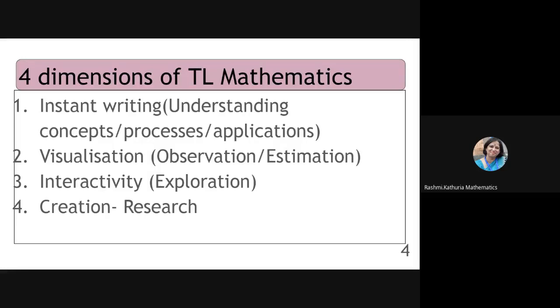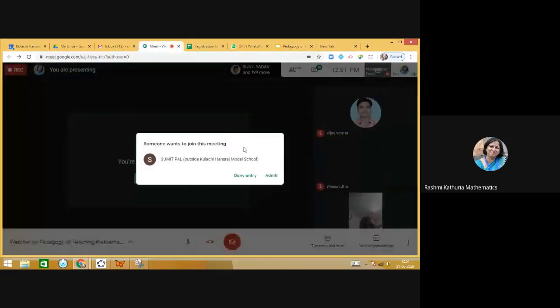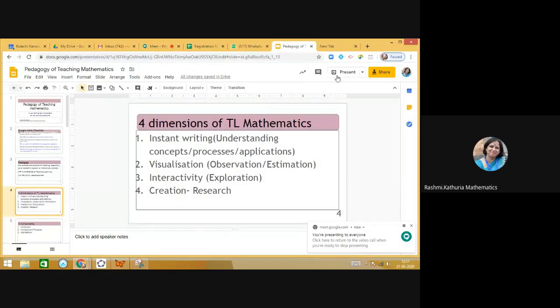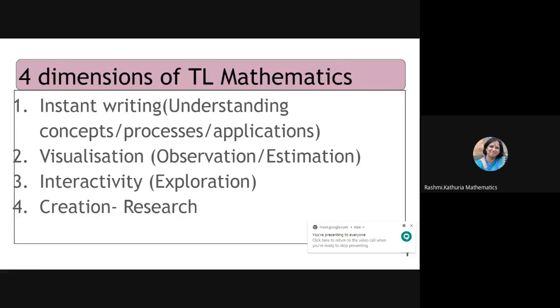Now second aspect is visualization. That means observation plays an important role. हमें बहुत सारी skills का development करना है, जैसे estimation skills है, graphing है, तो visualization plays an important role. So उस केस में हमें क्या करना है, उस केस में भी हमें अपने pedagogy को उस हिसाब से design करना है कि बच्चे ऑब्जर्व कर सकें, उनमें ऑब्जर्वेशन की क्षमता आए.